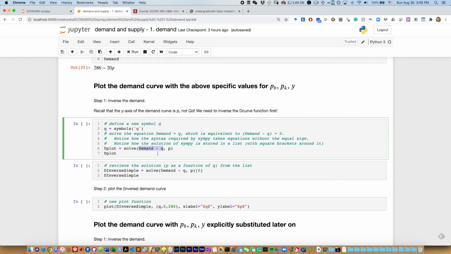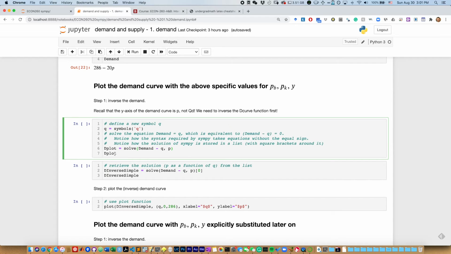And in this expression, we're trying to solve for p because we're trying to rewrite the demand function, which is q equal to 286 minus 20p, in terms of q, right? So we want to write p as an expression of q. And that's what we'll try to do. Now, let's look at what we have here.